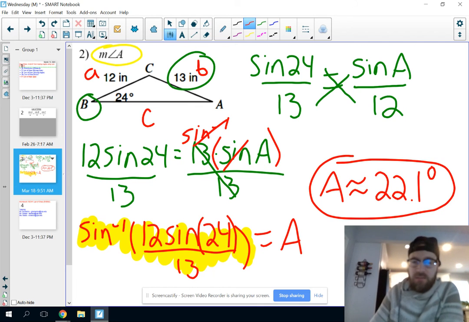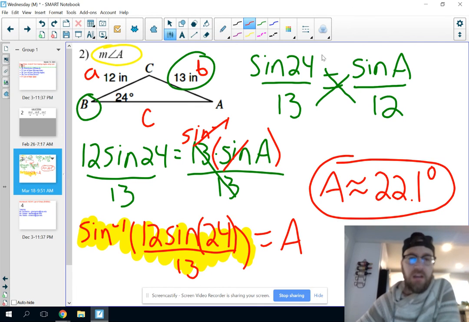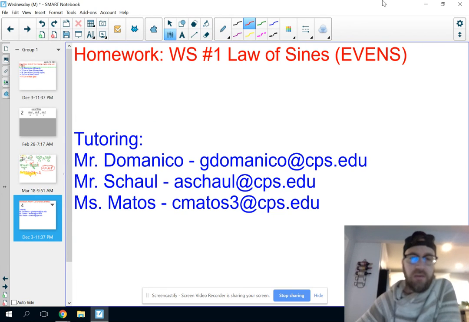If you're having trouble plugging that into your calculator, take a picture of what you're plugging in or a quick video of it, email me, message me on Remind, and I can get back to you on what you're doing wrong. So homework for today: that worksheet number 1, law of sines, the even problems.